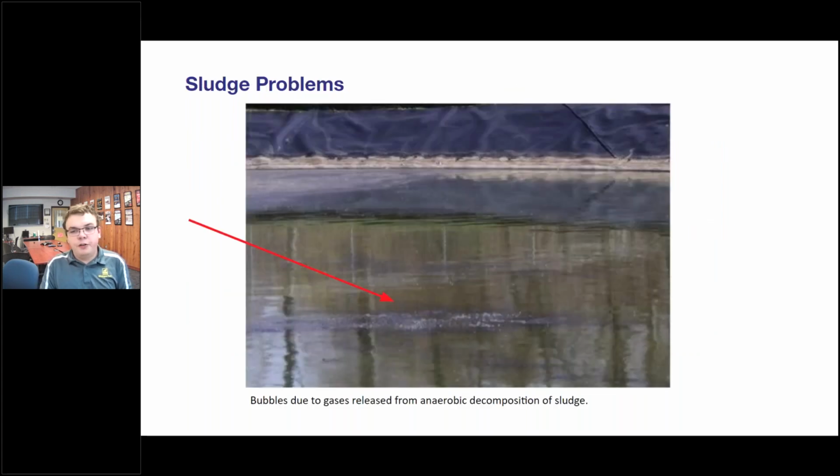So this is just a picture of a sludge layer off-gassing that you can see from the water. That arrow is pointing just towards that bubbling layer, and this lagoon system doesn't have a bubbler system in it. That's simply hydrogen sulfide gases and other gases coming off of that sludge layer.